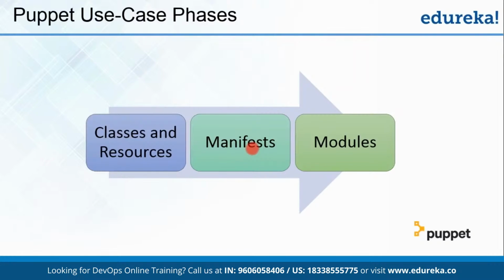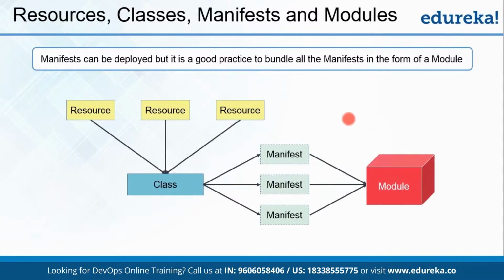Let us move forward, and before actually doing this, it is very important for you to understand certain basics of Puppet code, like what are classes, resources, manifests, modules, all those things. We'll understand those things one by one. First, I'll explain resources, classes, manifests and modules separately, but before that, let me give you an overview of how they work together.